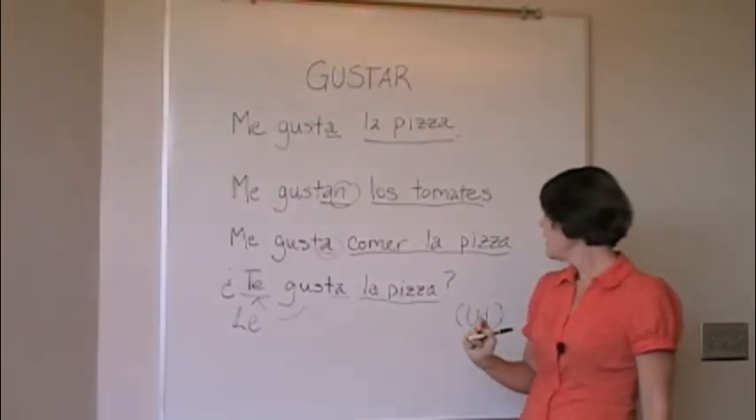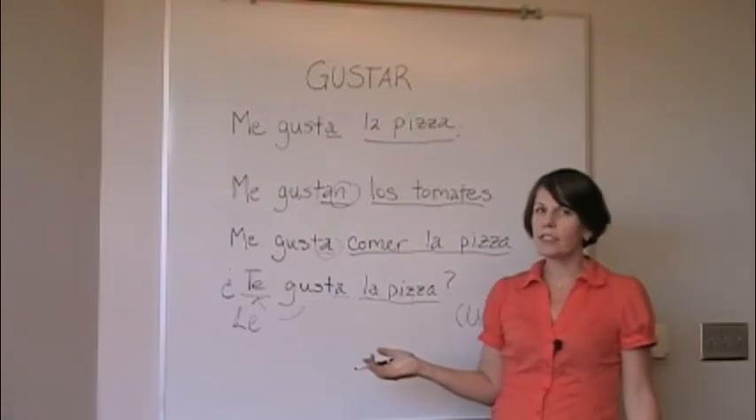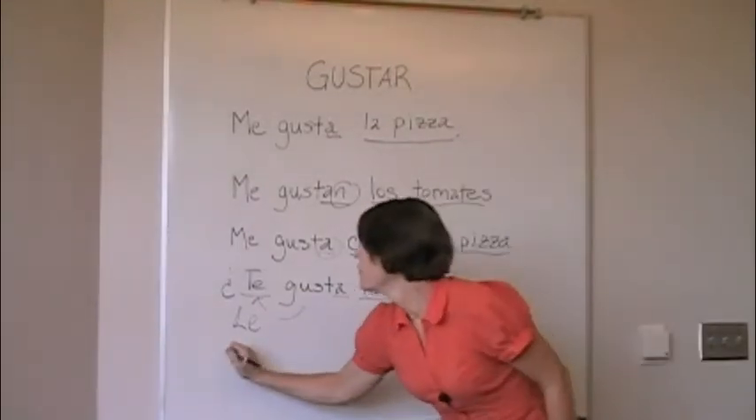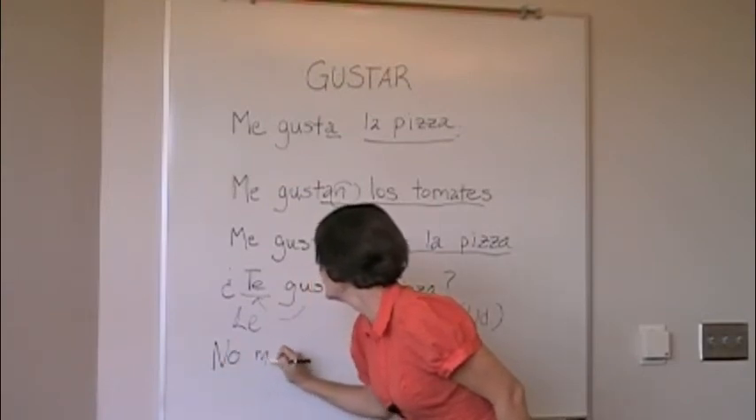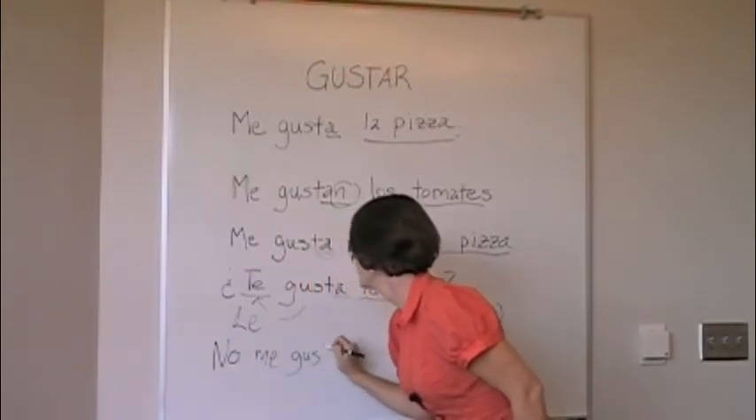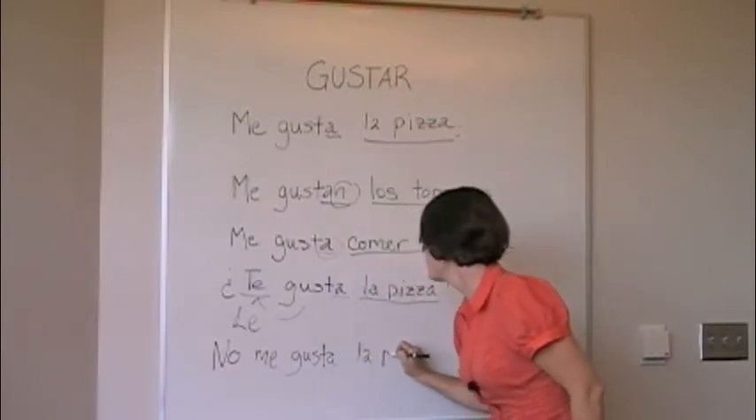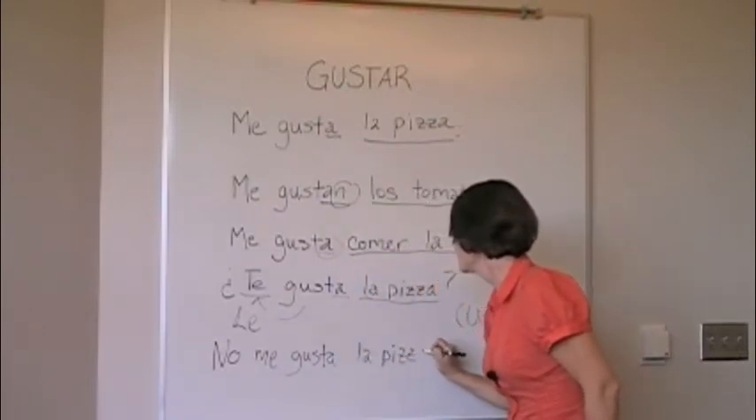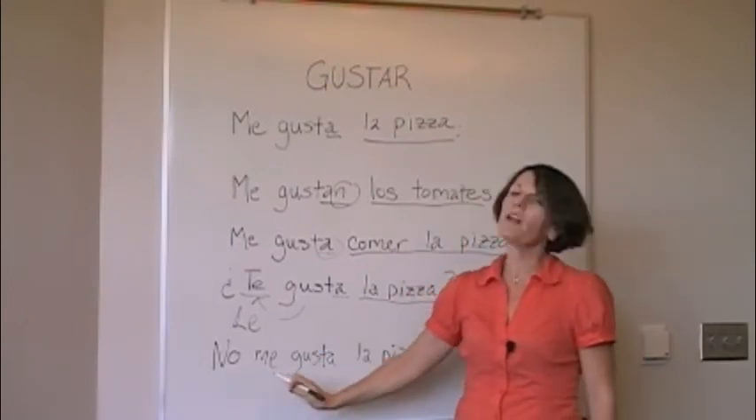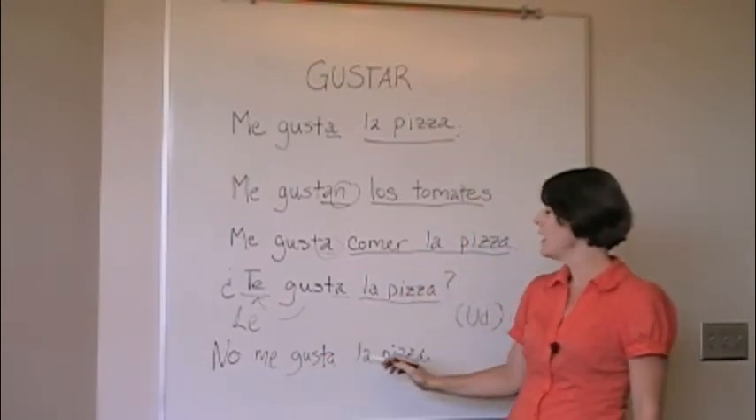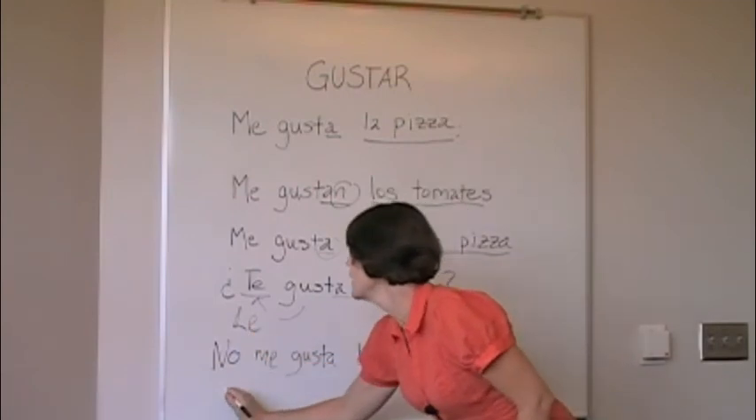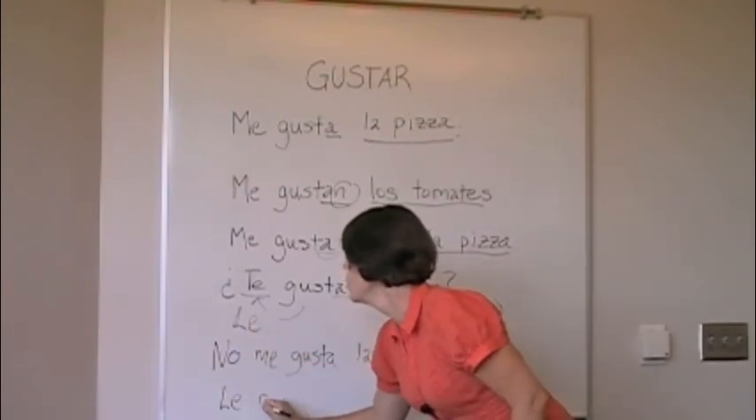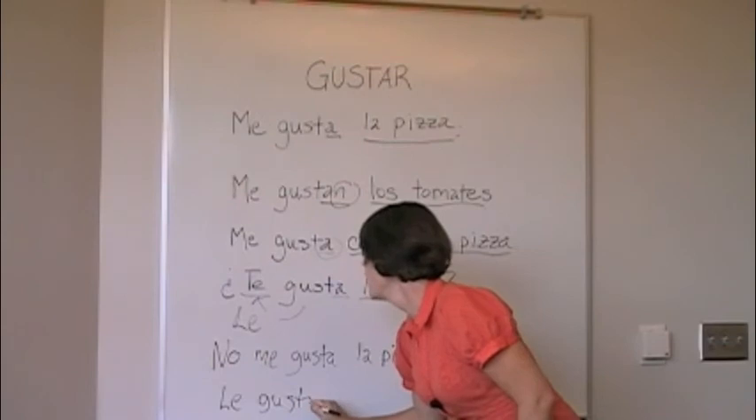Okay. Now, what if the person answers no? You just insert no me gusta la pizza. So to answer negatively, you just put the no in front of the pronoun. No me gusta la pizza. And if we want to talk about one of our friends, whether he or she likes pizza, we use the pronoun le again. Le gusta la pizza.